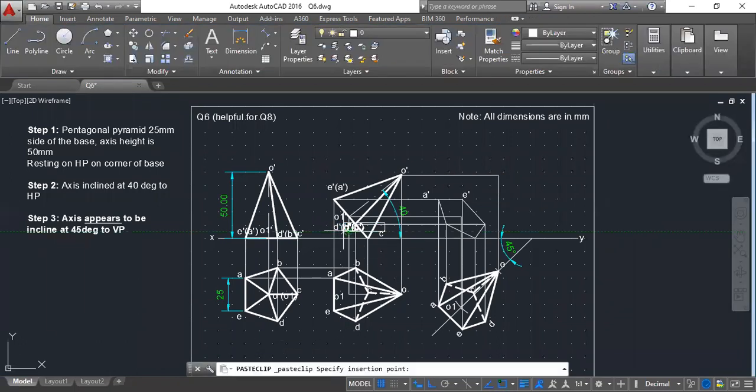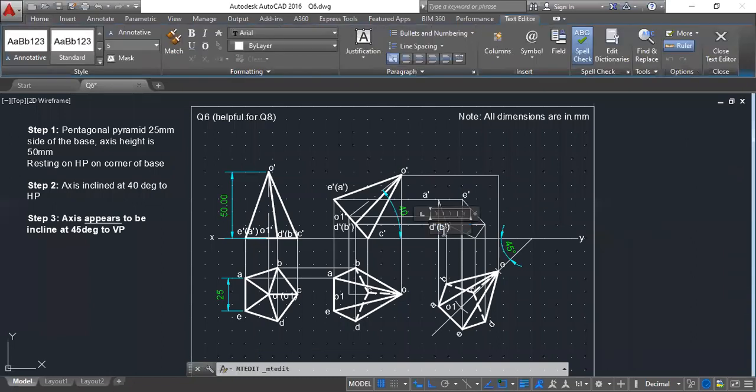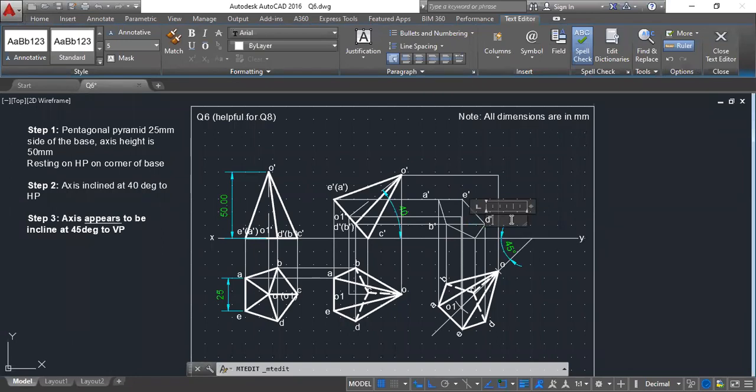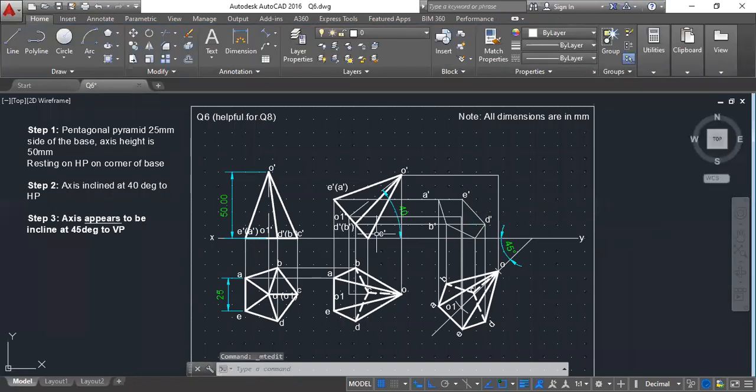Then comes that is B. Okay, and this particular point is D. So when naming the points, just be careful. Okay, because this is where most of the mistakes happen, and you make one mistake and everything is gone. Okay, this particular point is O1 prime and this particular point is O prime. So now I have joined the base A to B, B to C, and all the base back to A again.